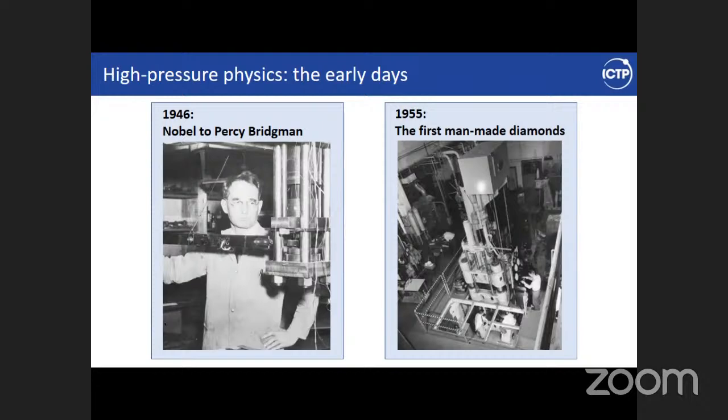A few years later, people realized what I just mentioned in the previous slide, that is that you can transform graphite into diamond using pressure and temperature. And the first man-made diamonds were made in 1955 by General Electric. Now they are a huge business, a multi-million business. In fact, 99% of the diamonds that we use nowadays are produced in an industrial context, essentially.